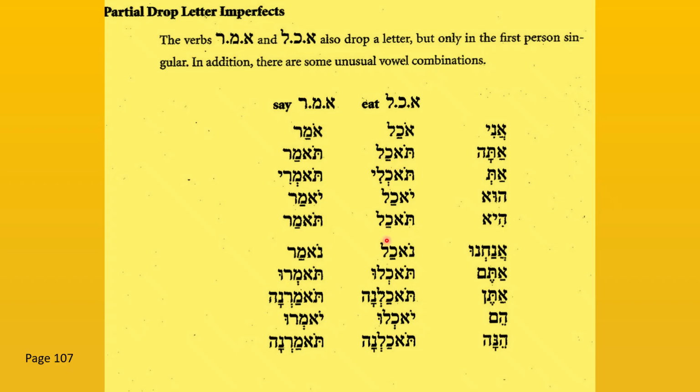Otherwise, you still have the three-letter root. It's always going to appear outside of this first person conjugation. Otherwise, it'll be the same as the conjugations of all of the other imperfect verbs. Right? So just remember that.